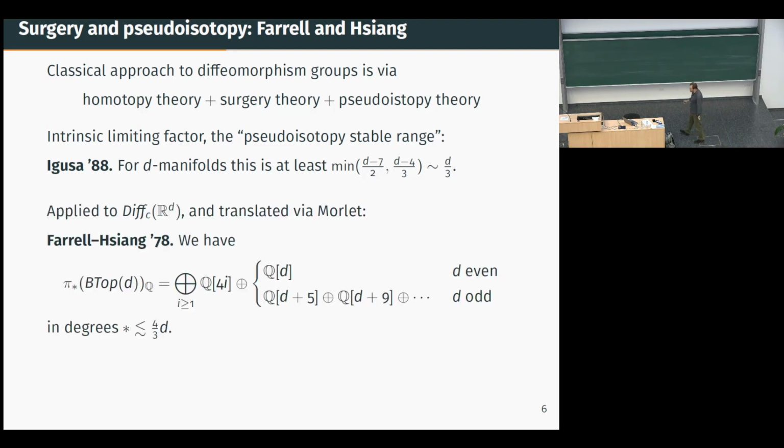But if you take this method and you apply it to diffeomorphisms of R^d, compactly supported, and then you do the translation to Top(d), which I will do in my head and just write down the answer for you, you get the following formula. So it looks somewhat similar.